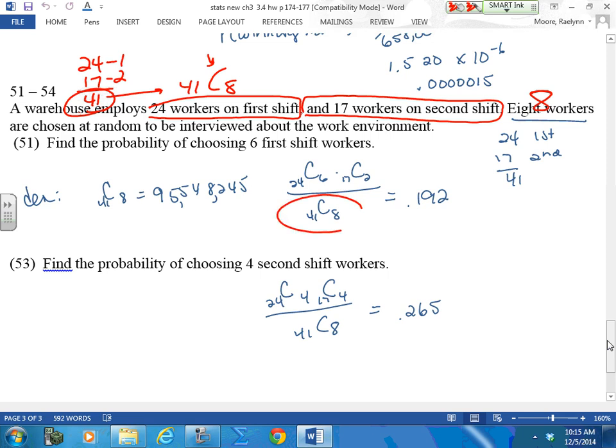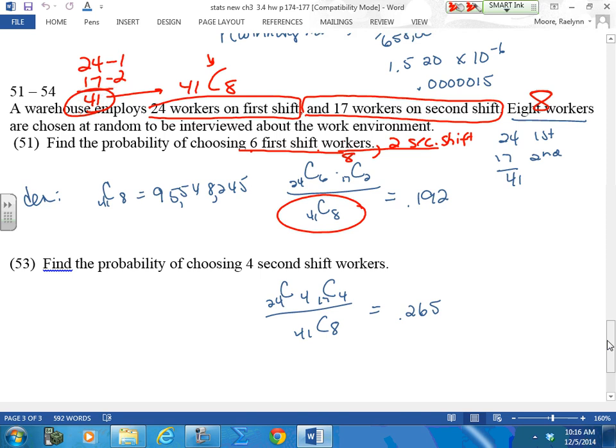So, denominator. Now, my numerator says, and they were tricky with this, the probability of choosing 6 first shift workers. If you need to total this to 8, you only have 6 from the first shift. What happened to the other 2? Where are they coming from? Second shift. You might want to say, comma, 2, second shift. That was tricky. They kind of let you figure that part out. Now, when we get down here, how many first shift workers do we have to choose from? 24. And we want 6 of them in any order.